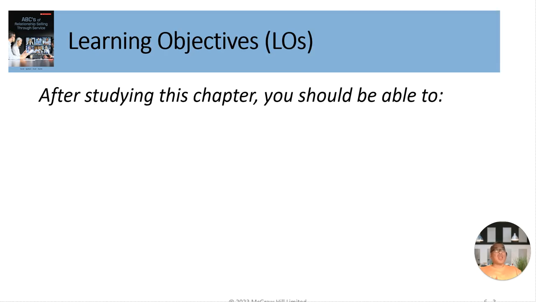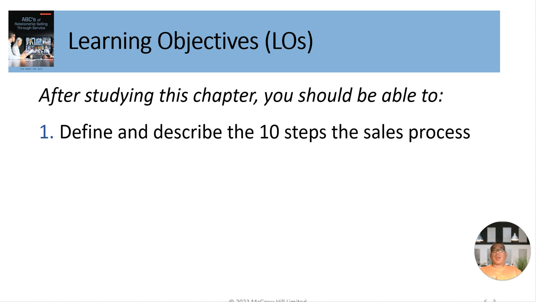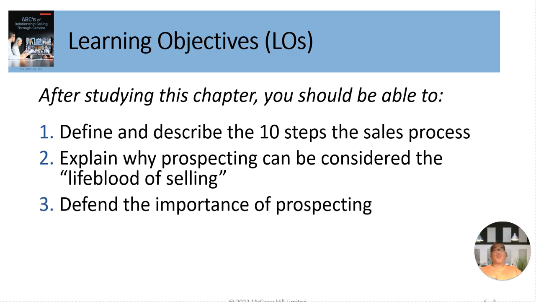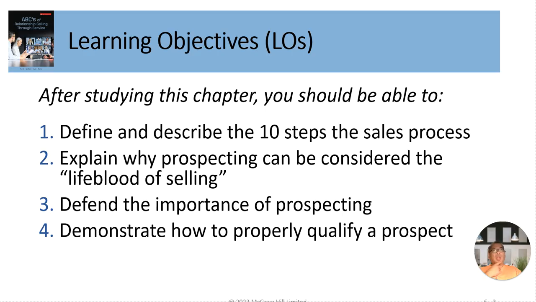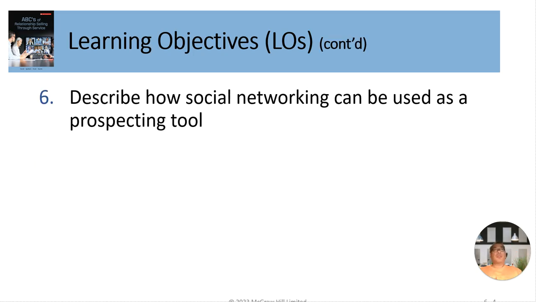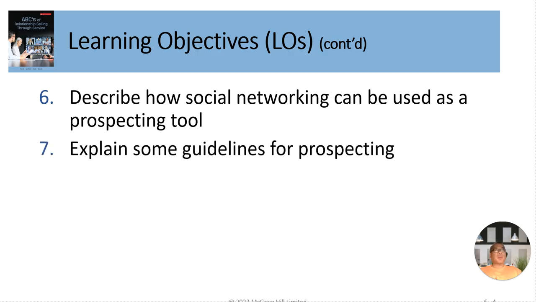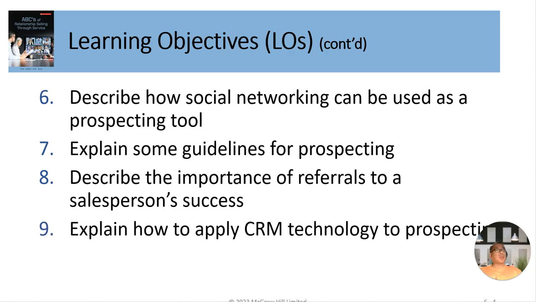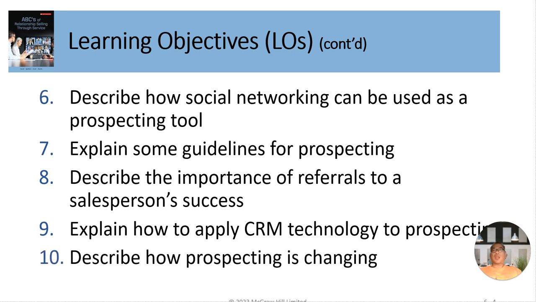The objectives of studying this chapter are: number 1, define and describe the 10 steps of the sales process; number 2, explain why prospecting can be considered the lifeblood of selling; number 3, defend the importance of prospecting; number 4, demonstrate how to properly qualify a prospect; number 5, describe the various methods of prospecting; number 6, describe how social networks can be used as prospecting tools; number 7, explain some guidelines for prospecting; number 8, describe the importance of referrals to salesperson success; number 9, explain how to apply CRM technology to prospecting; and number 10, describe how prospecting is changing.